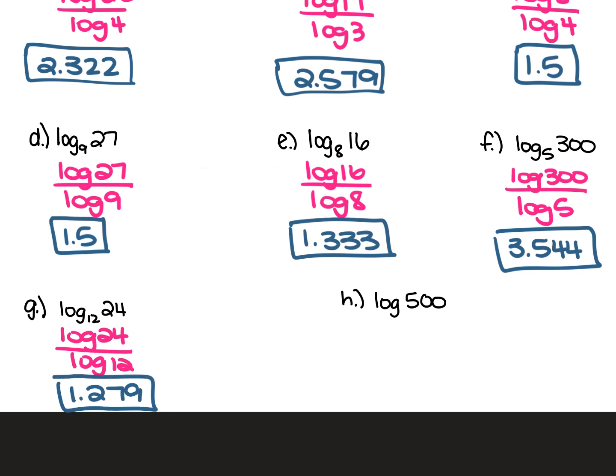For H, we just have log of 500. You could just type this into your calculator. If you didn't know that you could do that, you would still be able to do log of 500 divided by log of 10, because it's understood that that base is 10. So this one, rounded to 3 decimal places, would be 2.699.